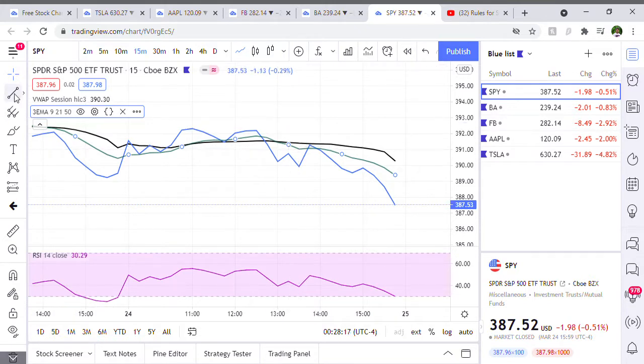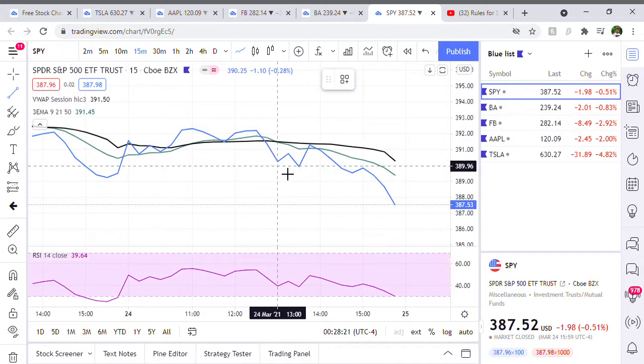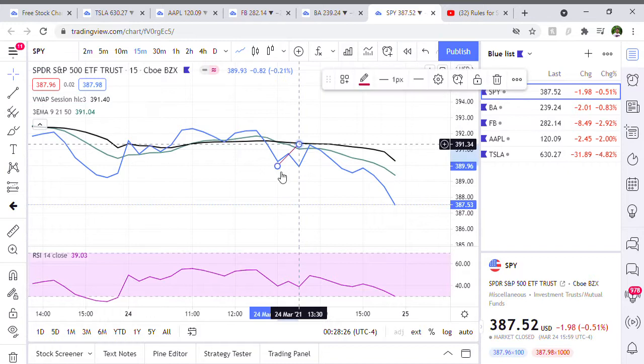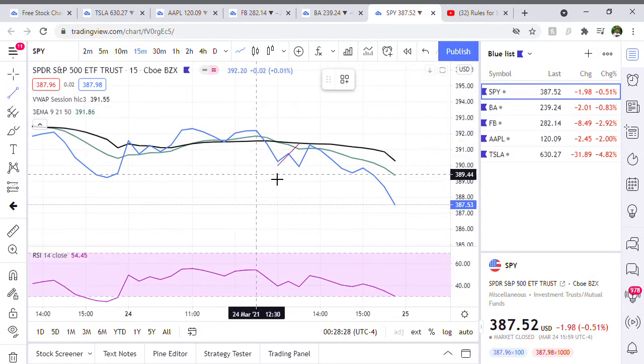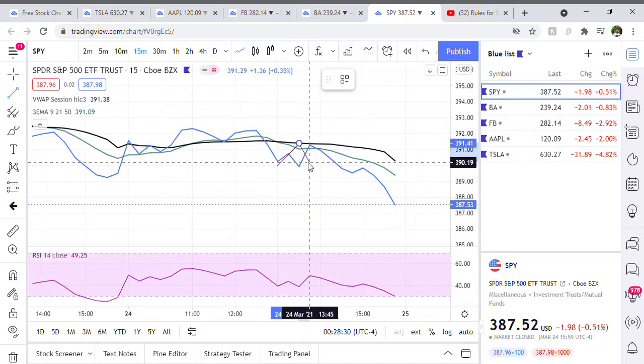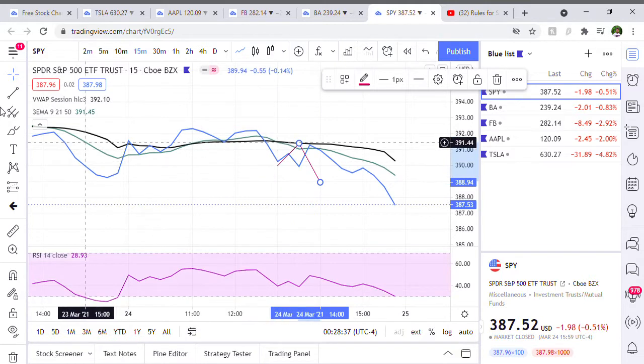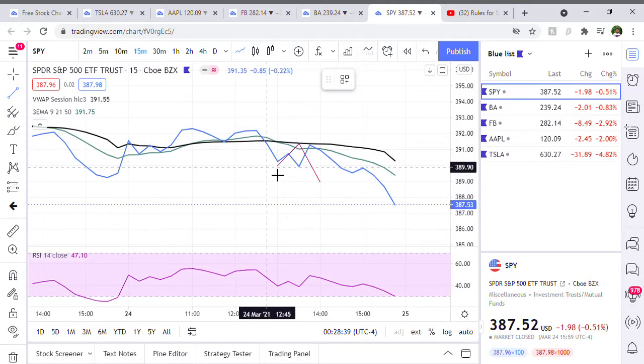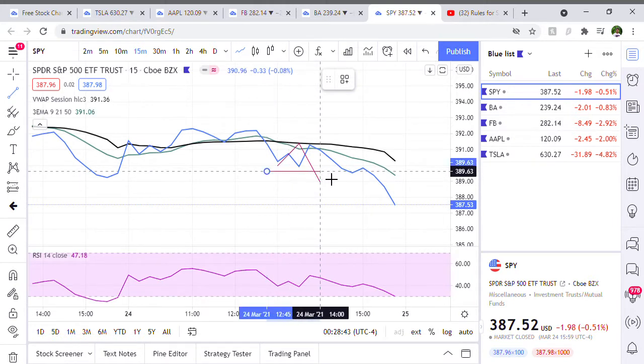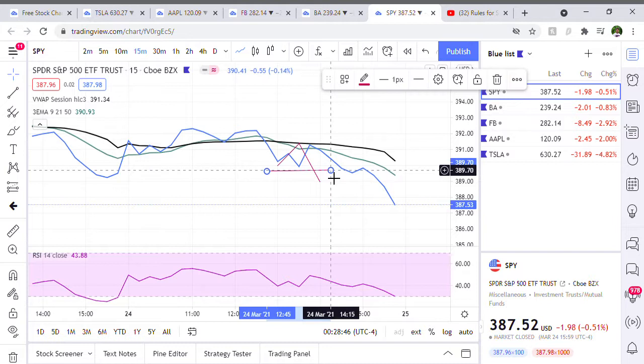Let me use the lines. I will look for this formation, and then I will look for another formation like this. Where is my entry? My entry will be at this point, a little bit below this point. This over here will be my entry.